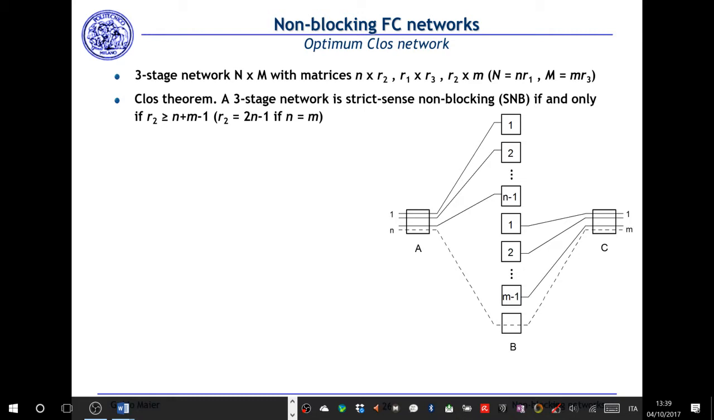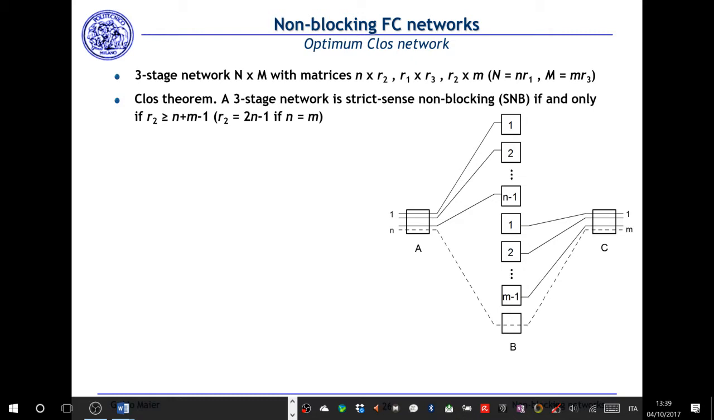This condition is necessary, obviously, because otherwise I cannot set up the new connection. It's also sufficient because it is the worst case. So you cannot imagine other configurations that are worse than this. So this completely proves the theorem, and it's very easy.